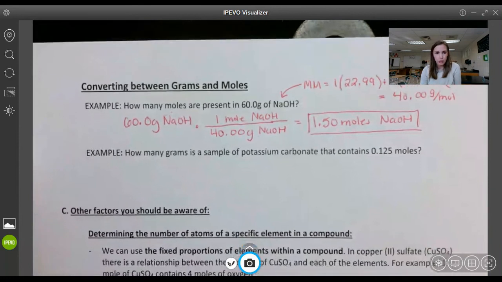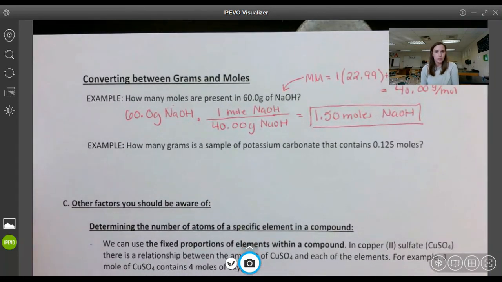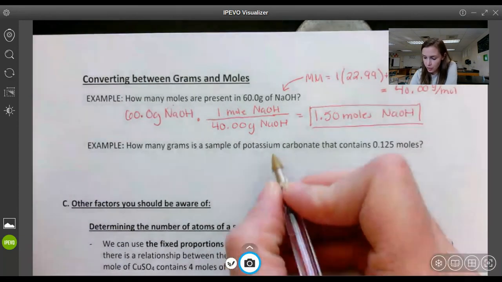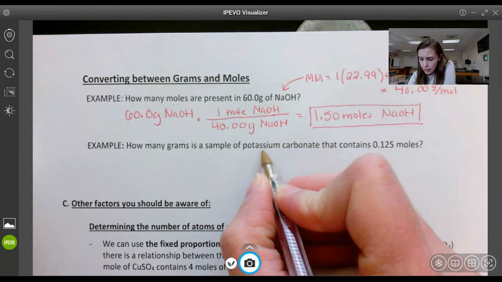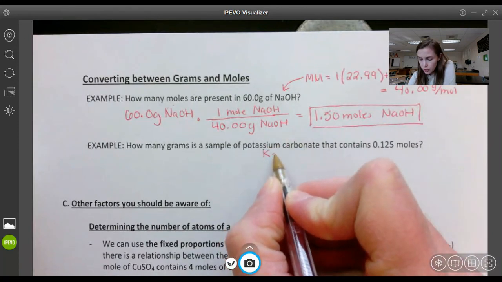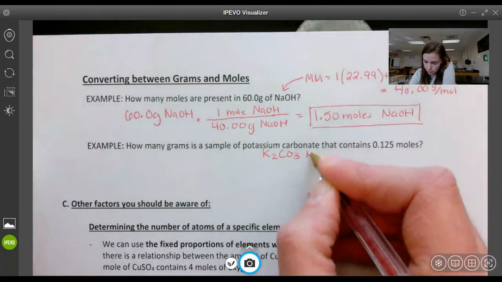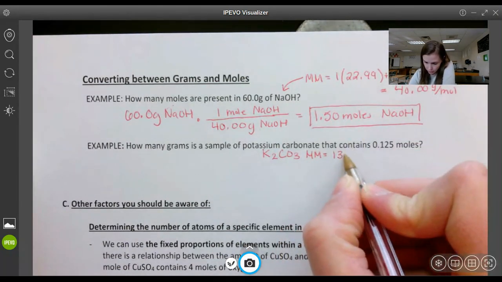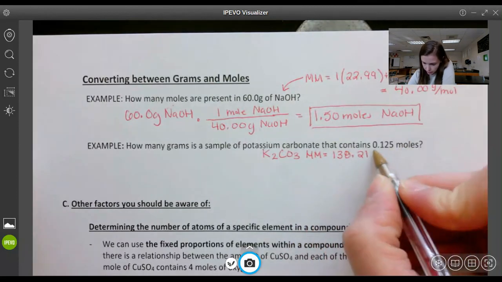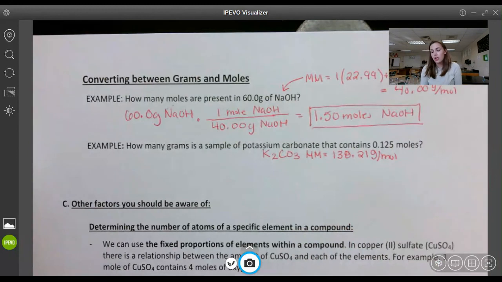So feel free to pause it for a second, or you can follow along with me for this next example. So how many grams in a sample of potassium carbonate that contains 0.125 moles of it? So this is where you're going to have to know your formula writing. So potassium is +1, carbonate is -2, so this is going to be K2CO3. So you have to be able to get that formula correct in order to get the molar mass of it. That has a molar mass, if you add it up on the periodic table, of 138.21, and that would be in grams per mole. So for every 138.21 grams of this potassium carbonate I have, I'm going to have 1 mole of particles there.